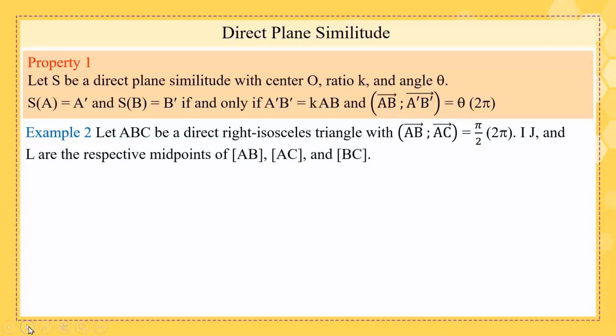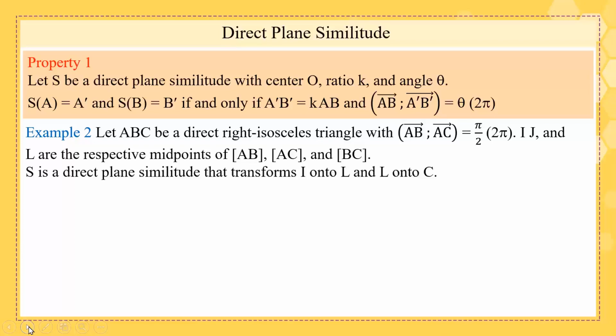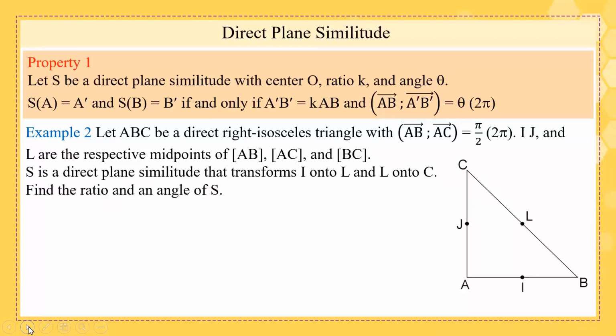Let ABC be a direct right isosceles triangle such that the angle between vector AB and vector AC equals pi over 2. I, J, and L are the respective midpoints of AB, AC, and BC. Given S is a direct plane similitude that transforms I onto L and L onto C. Here is the figure. The question is to find the ratio and the angle of S.